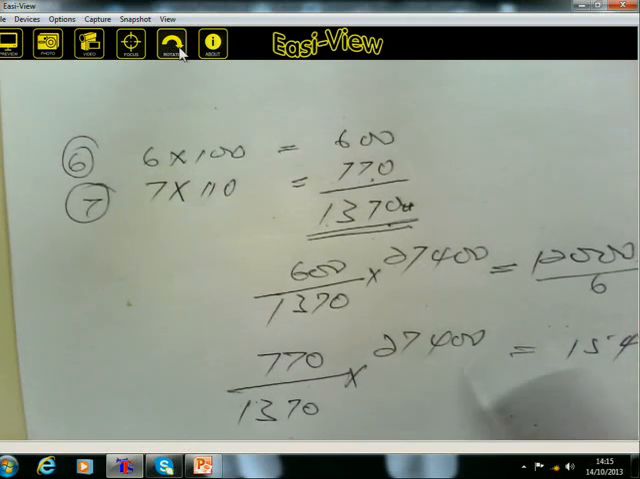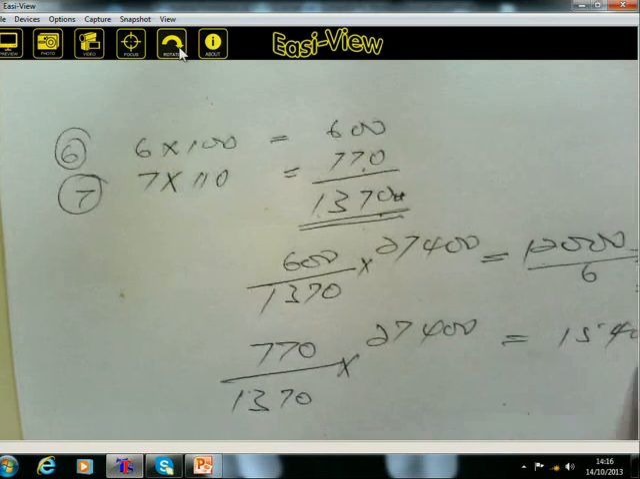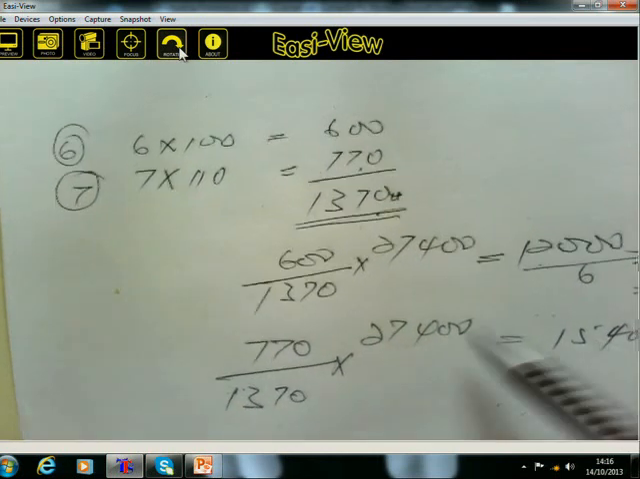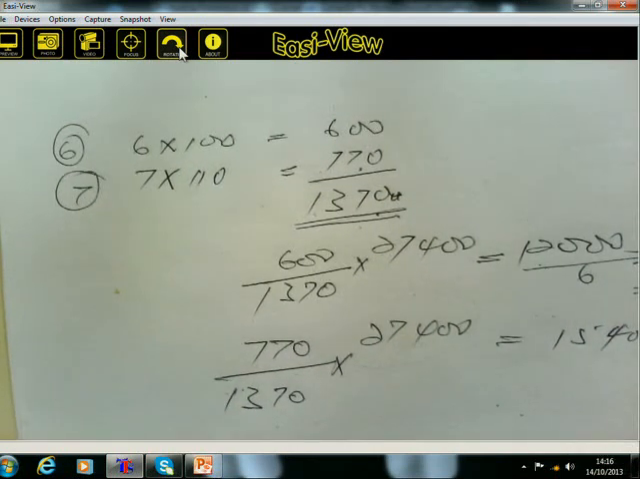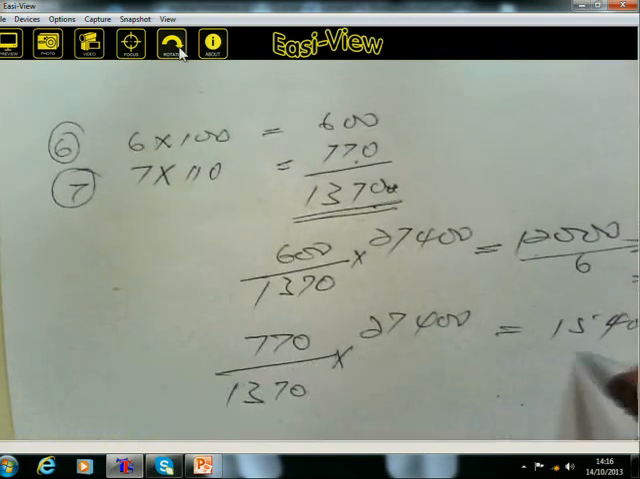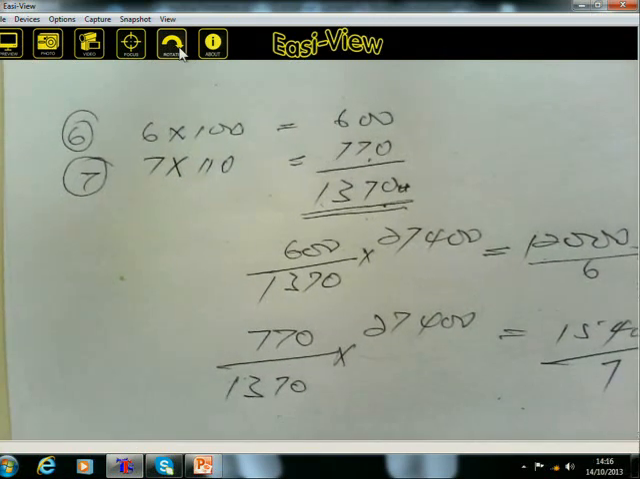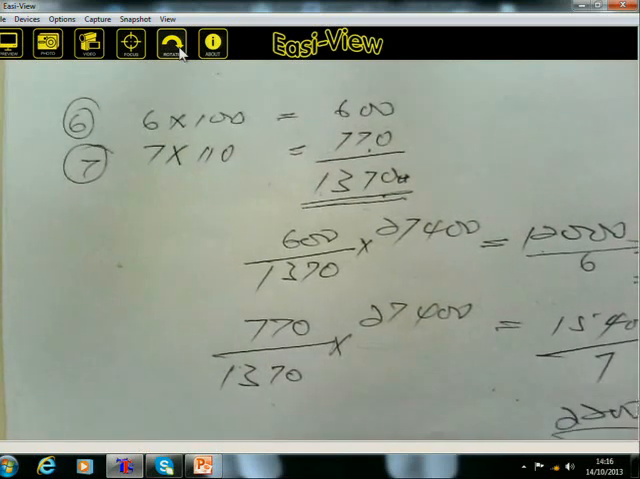That's what was collected during that period, 15,400. Indeed, if you add 12,000 to 15,400, it will give you the 27,400 that was paid. Now, if you want to know how much it was per month, you divide this by the number of months, divide by 7. It will give you 2,200.